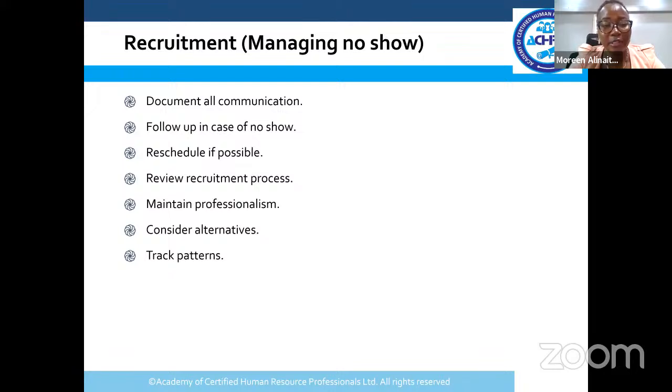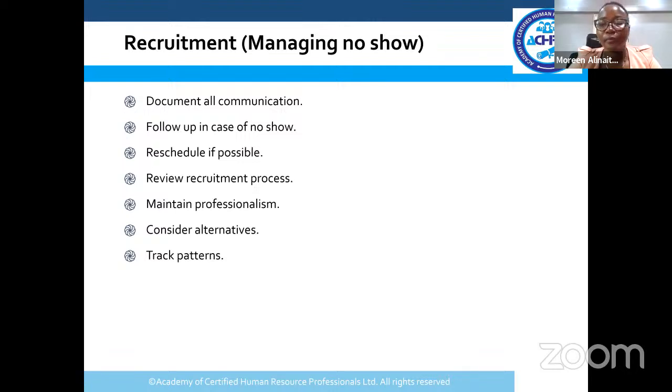The next point, maintain professionalism. Even if somebody did not show up, maintain professionalism when you are getting back to them. When you're trying to follow up, be professional. Do not say, oh, this person did not show up, so who cares about them? No. Remember, they could still be the best candidate for your organization. So when you're following up with them, or when you are rescheduling the interview, maintain professionalism, because at the end of the day, you may find out that this was the best candidate and they actually join the organization and do a good job.